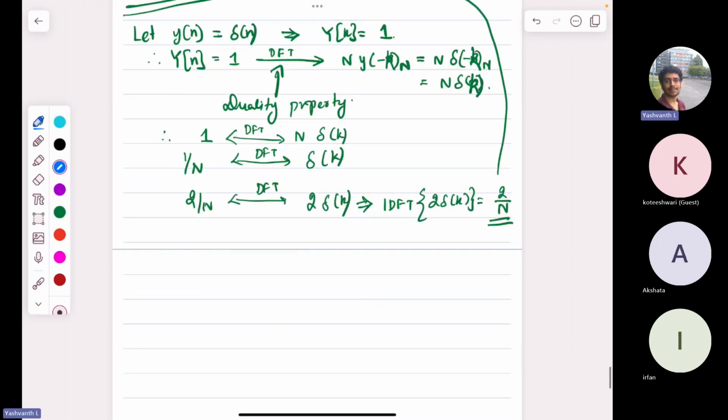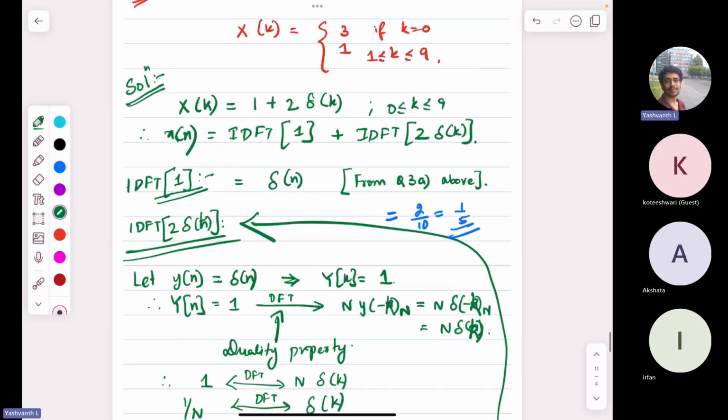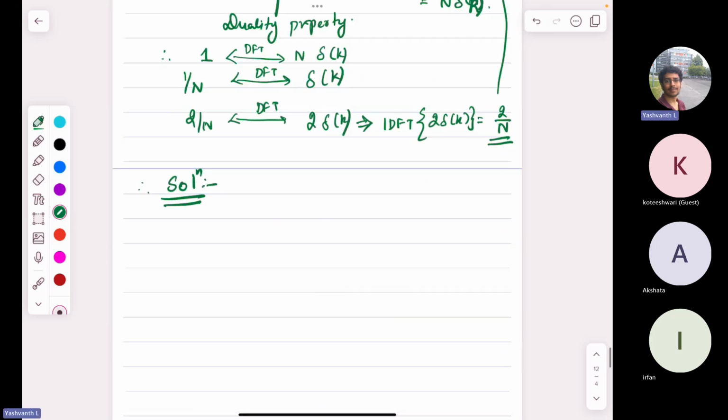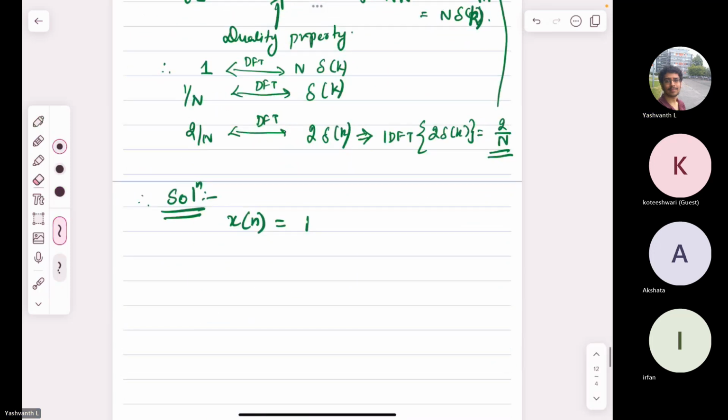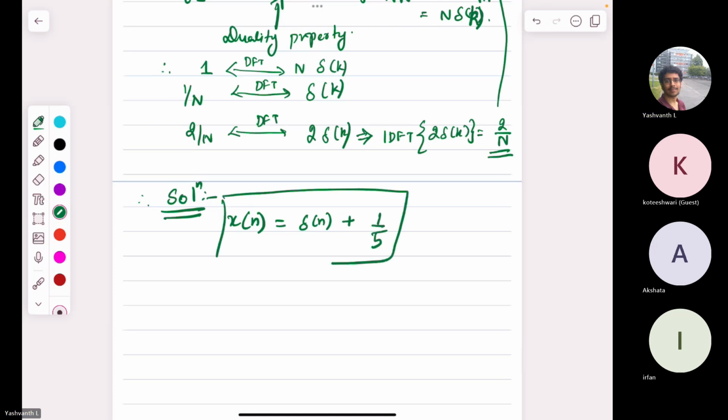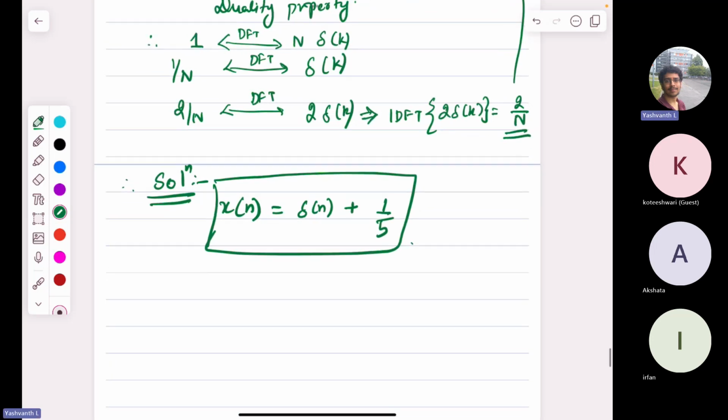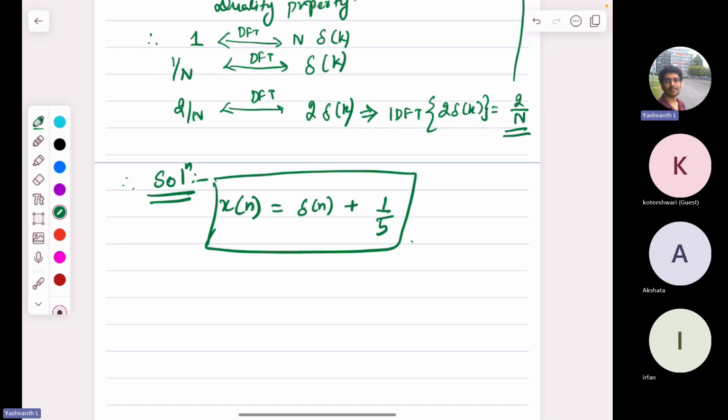Therefore, your solution is x of n equal to delta of n plus 1 by 5. Is it clear? Can anyone confirm if it's clear? Okay.